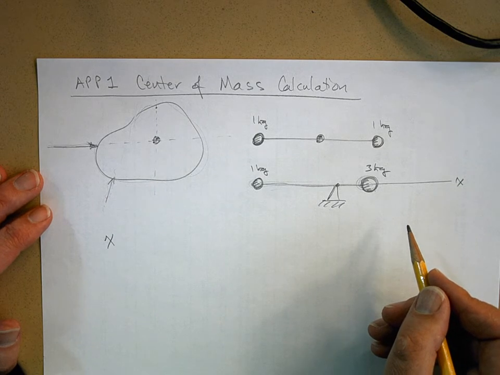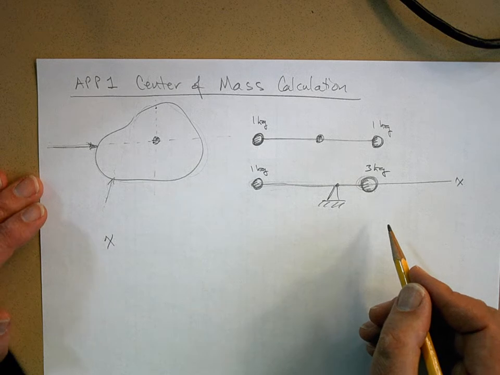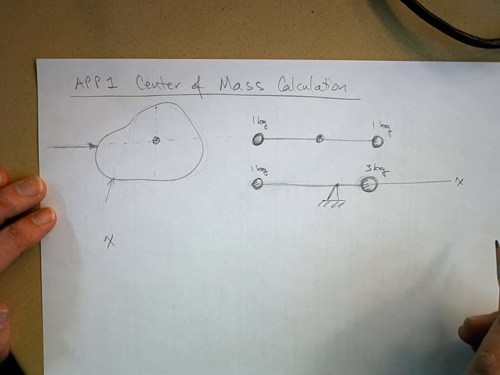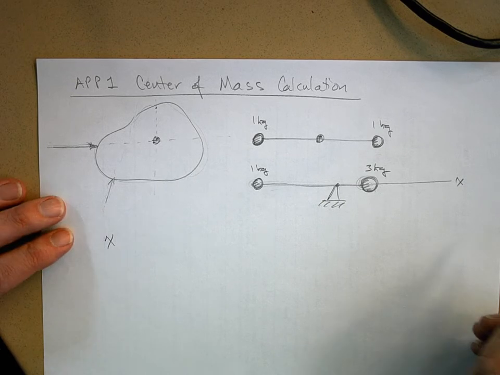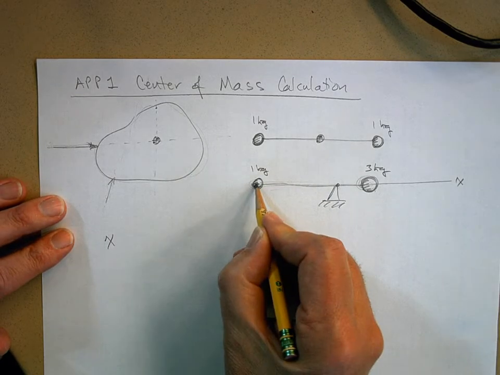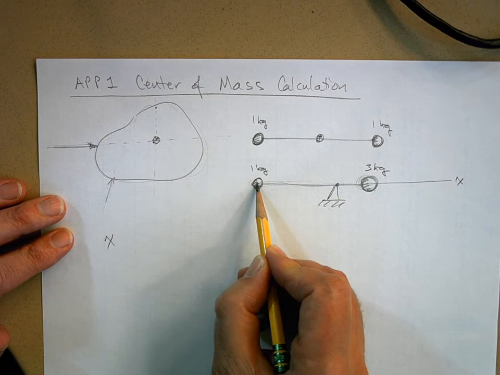Well, we need to define an origin. So where should I make the origin of the x-axis? Well, it can be anywhere you want it to be. As long as you stay with that, you'll get the right answer. So I think what I'll do is I'll make the middle of this left side mass my origin.